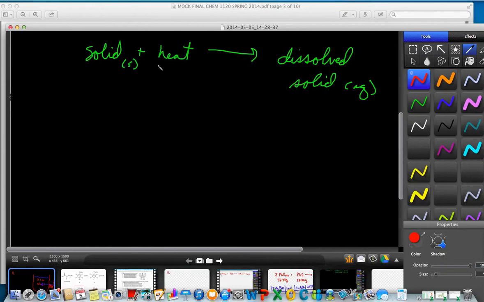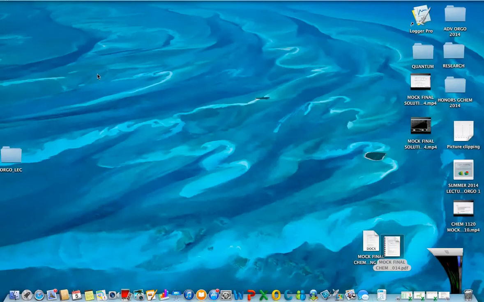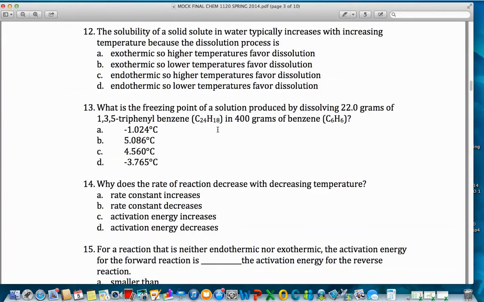This is an endothermic reaction, so increasing the concentration of heat favors the formation of more dissolved solids. So it needs to be endothermic. So we can eliminate A and B, and higher temperatures favor dissolution. The best answer is going to be C.